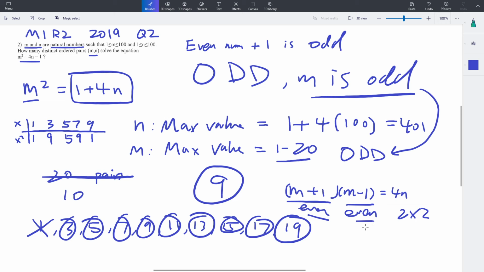And any even number will have a 2 inside of it in terms of the factors. So 2 is a factor here and 2 is a factor there. So basically, when you multiply these two numbers together, the prime factorization will be at least 2 squared times whatever. And that equals 2 squared times n. And as long as the other factors are less than 100, that should actually work out.